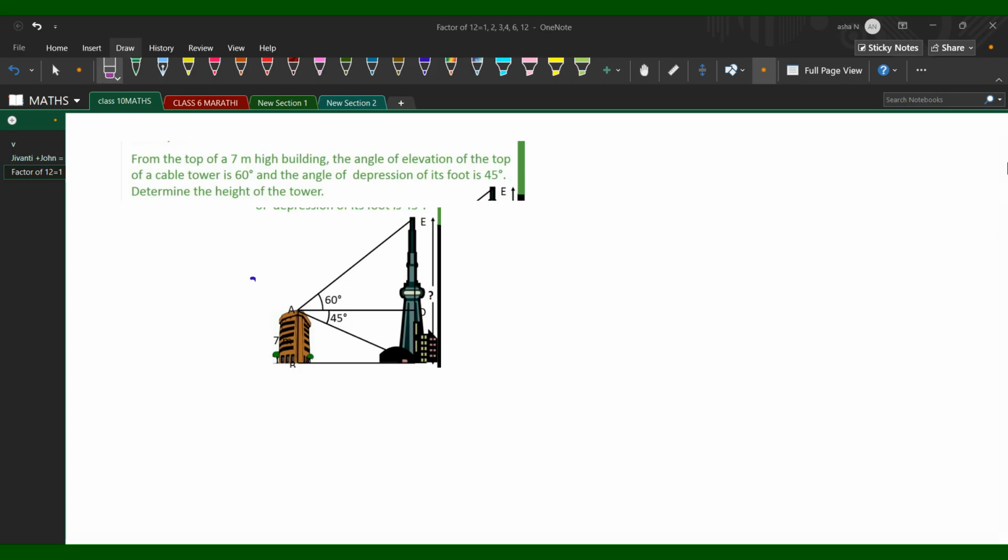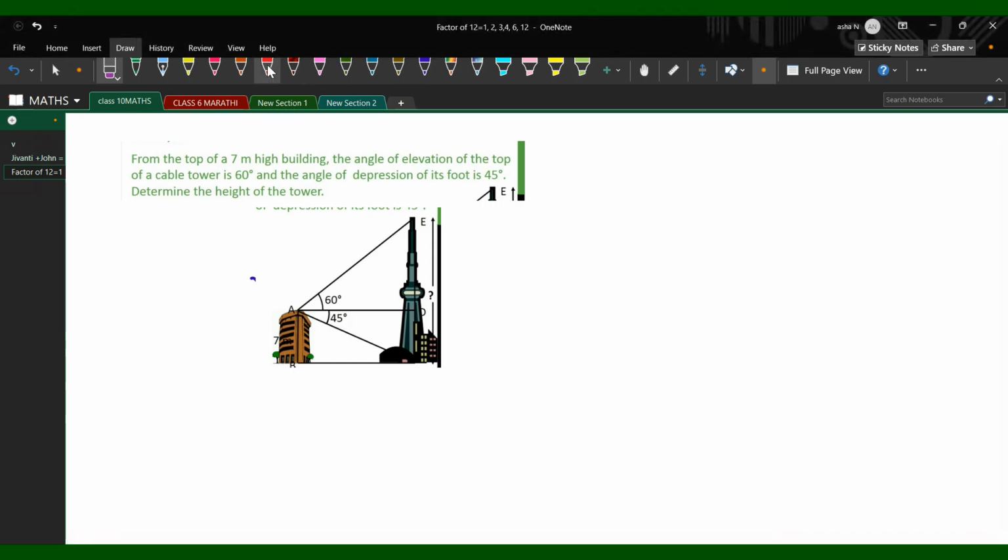So if AB is 7, what will be DC if they are parallel? This is D, this is C. So don't you think AB will be equal to DC?